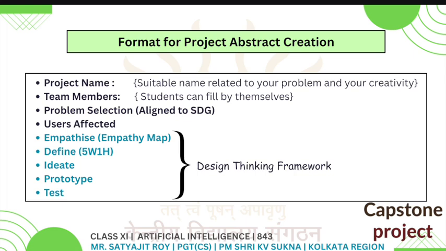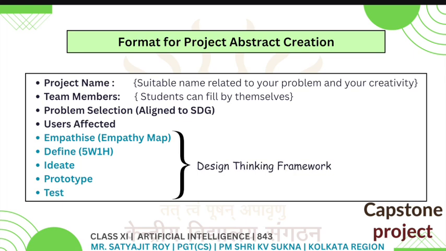So this is the format for project abstract creation. You will have to do a capstone project and create a project abstraction in class 11th, right? So that will be your 7 marks coming from there. So this is how you will do it. This is just a project abstraction. As you can see, first and foremost, you will give a project name, a suitable name related to your problem and your creativity, and then you will select the team members, or you will be assigned the teams by your teacher. So students can fill in the team member names themselves.